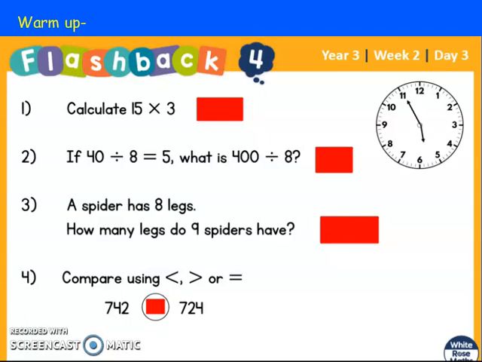For today's warm-up, I want to quickly do this flashback 4 so that we can reconsolidate everything that we have been learning this term. So question number 1, calculate 15 times 3. We could do that using column addition, the column method and the part whole model if you like. Have a go at answering all of these questions and then click go when you're ready.